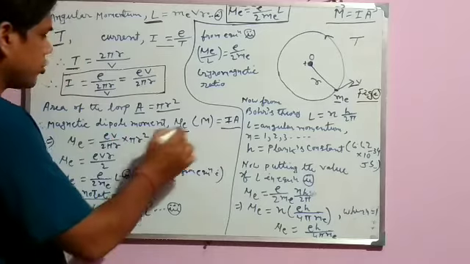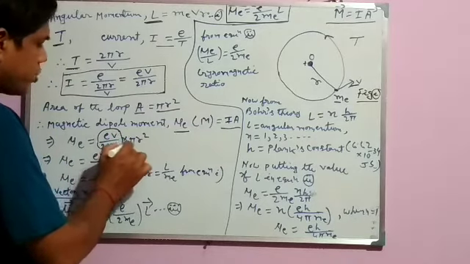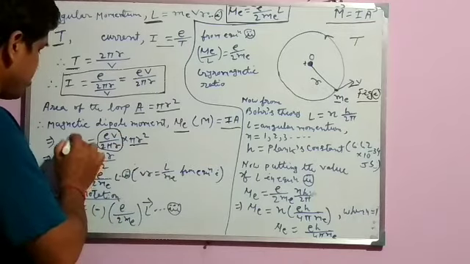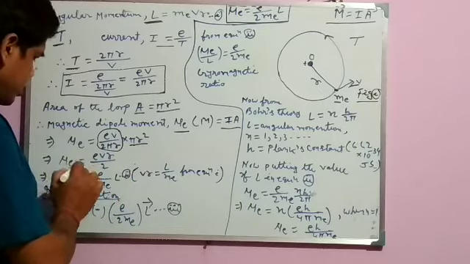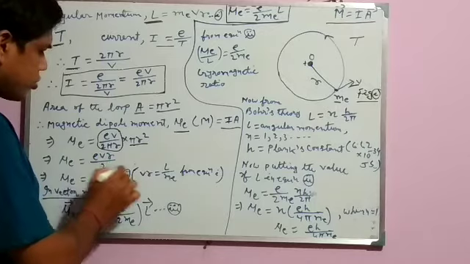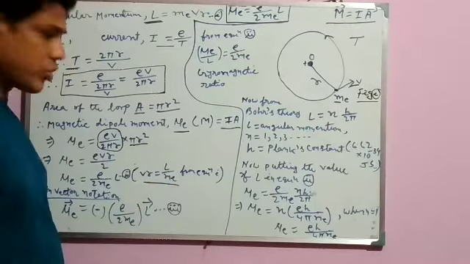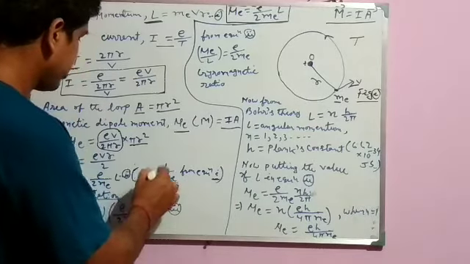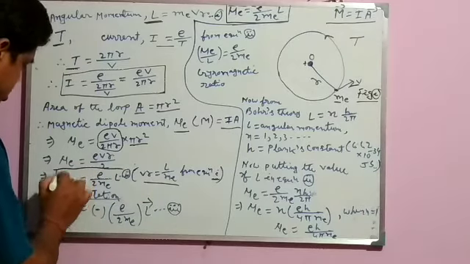Now putting the value of I as e v by 2 pi r and A as pi r squared, mu_e equals this. After solving this we get mu_e equals e v r by 2. Now v r equals this one from equation 1. Putting the value of v r in this equation we will get the result.